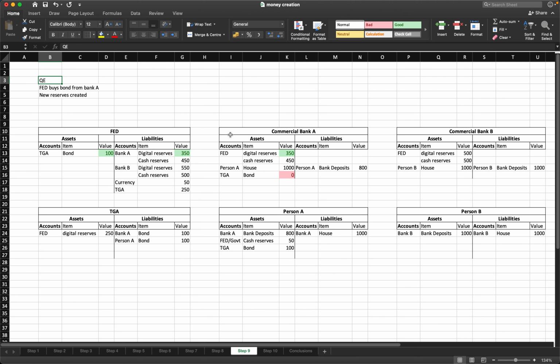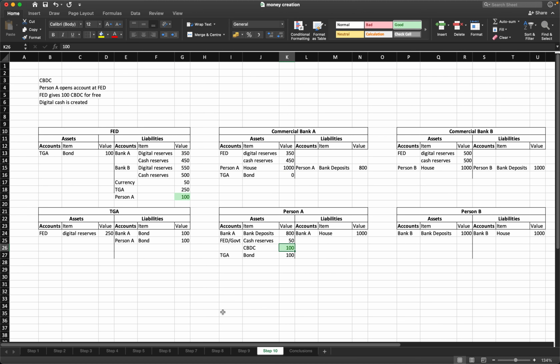If you go to step 9, we're going to review QE. In QE, commercial bank A, they had bought a bond before, as you can see, and the Fed buys this bond from bank A. So they credit 100 digital reserves to the asset side of commercial bank A, and commercial bank A, of course, has to give up the bond. And we can see that the only thing that happened was an asset swap on commercial bank A's side. What we do see is that new reserves are created, and the bond is taken out of the financial system for now. On TGA side, nothing happened.